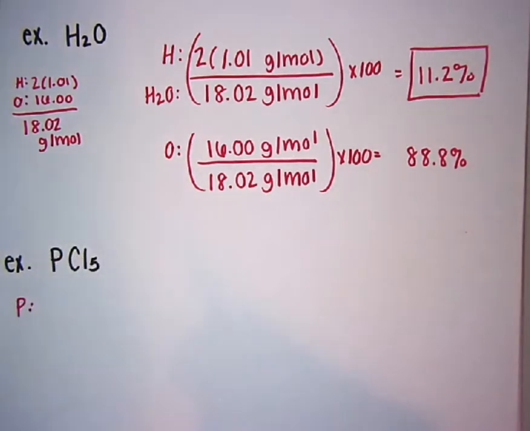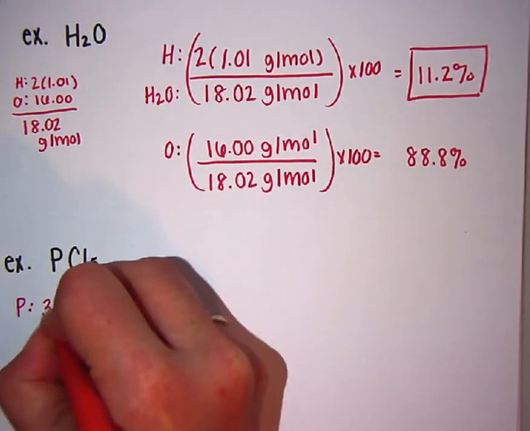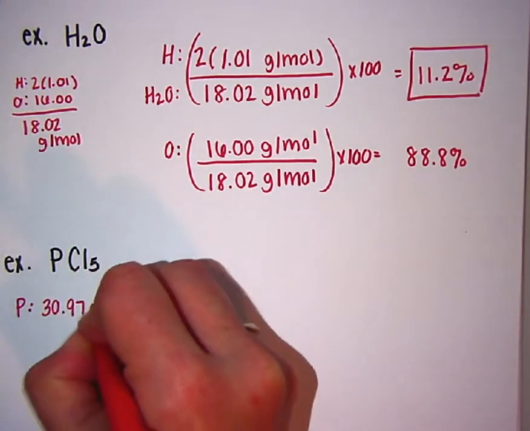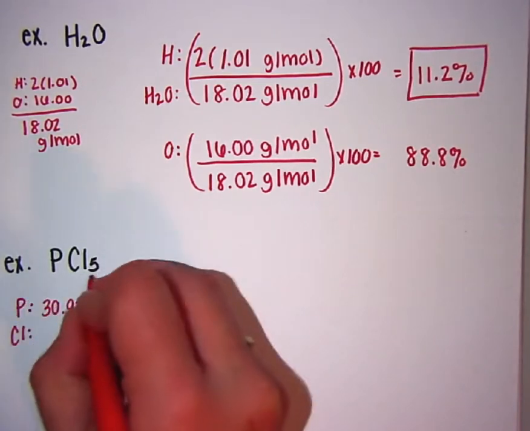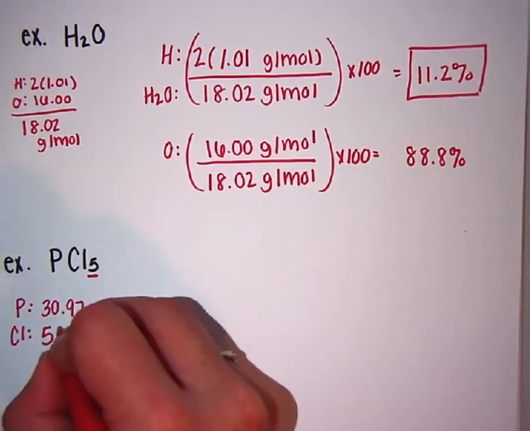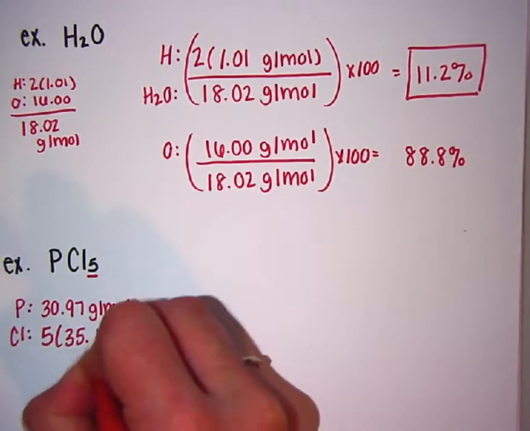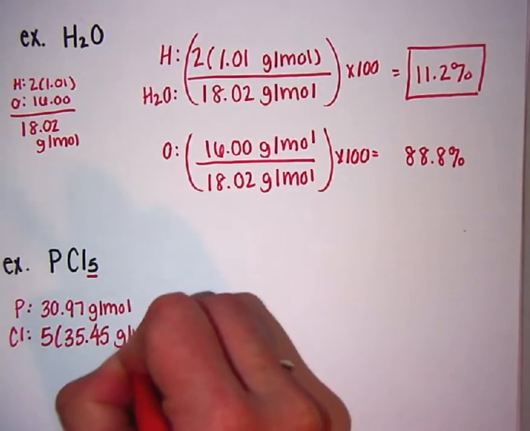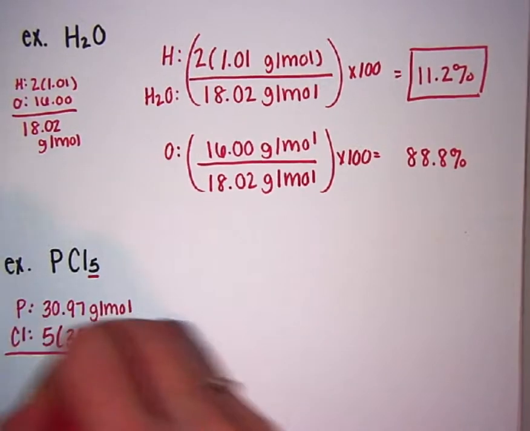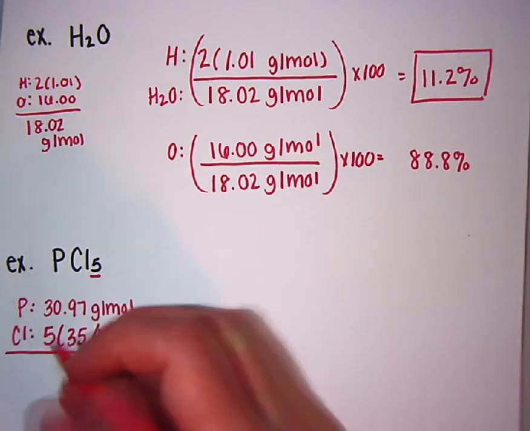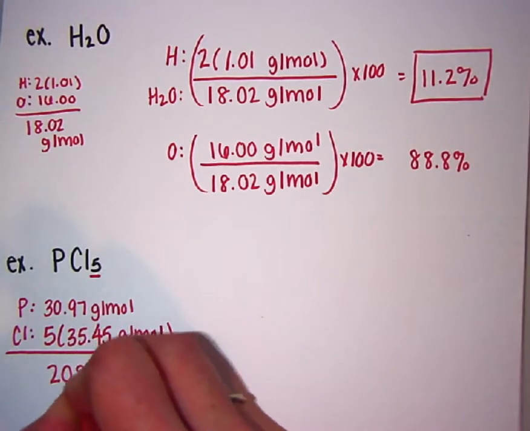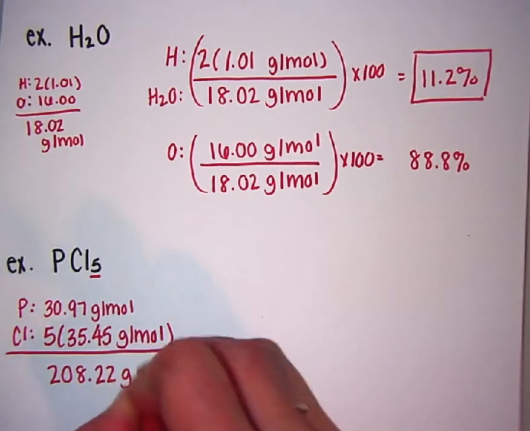So if I look up phosphorus on our periodic table, it has a molar mass of 30.97 grams per mole. Chloride, I have 5 of them, 35.45 grams per mole. So that gives me a total molar mass of 208.22 grams per mole.